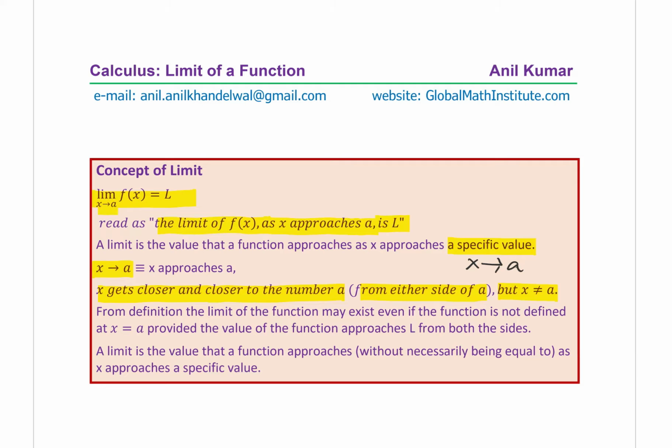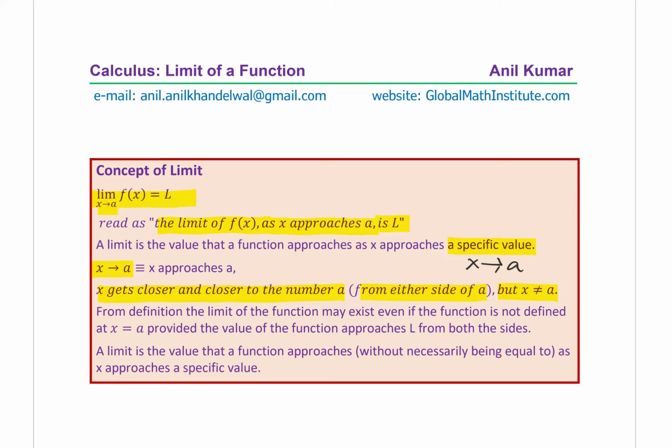So now, let us again try to understand the same definitions. From the definition, the limit of the function may exist even if the function is not defined at x equals a, provided the value of the function approaches L from both the sides. Is that clear to you?